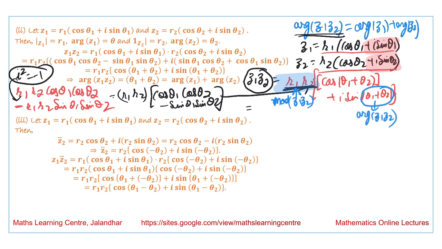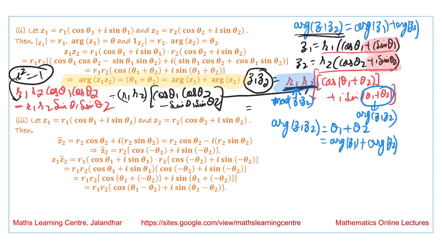So what we are getting over here is that argument of z1 z2 is equal to theta 1 plus theta 2, that is equal to argument of z1 plus argument of z2. So this is the final answer that we have obtained, that argument of z1 z2 is equal to argument of z1 plus argument of z2.